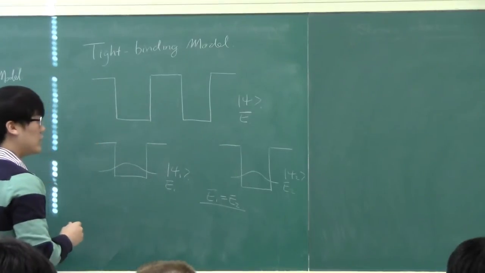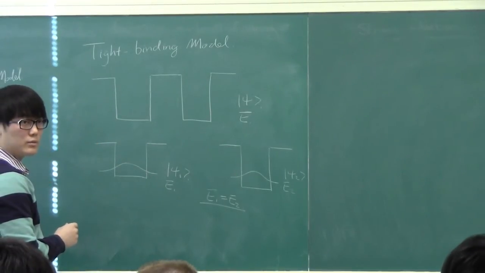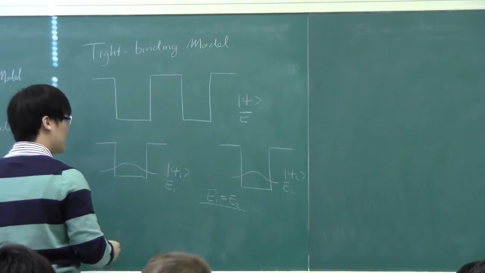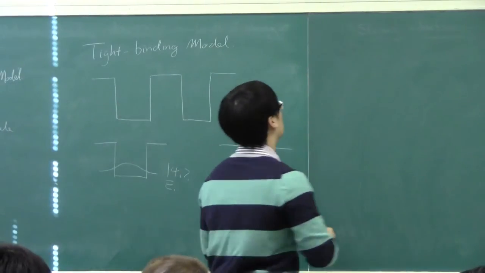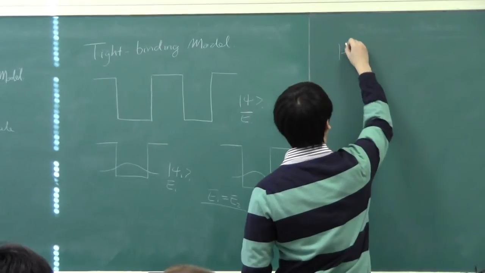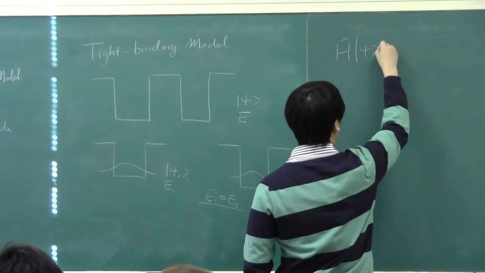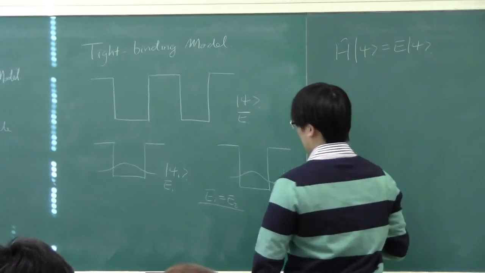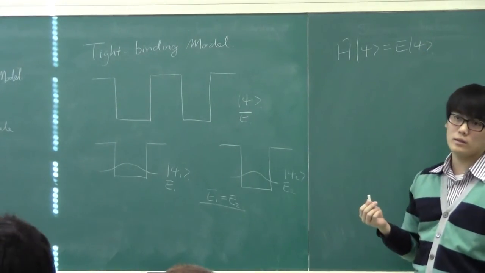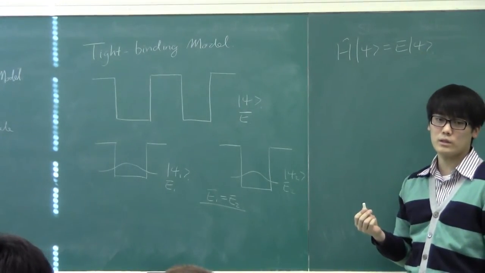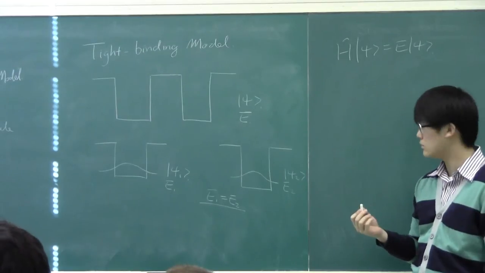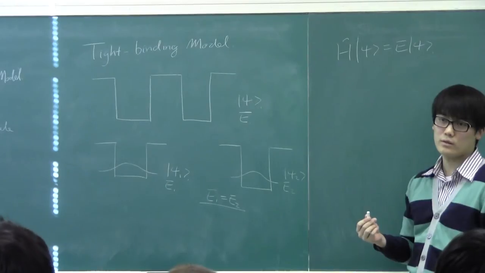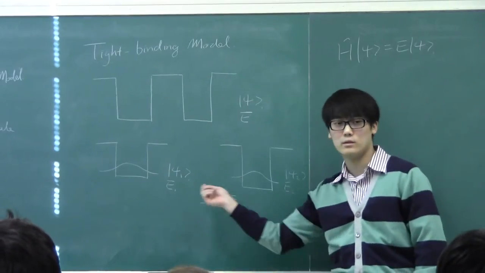Now, what happens as we bring them together is what we're going to find out. So now we write down the Schrodinger equation. This is the time-independent form, so just the eigenvalue problem. Now, what's a good approximation method that we've learned so far that we can use? We can't use the time-independent perturbation theory because of this degeneracy, right?